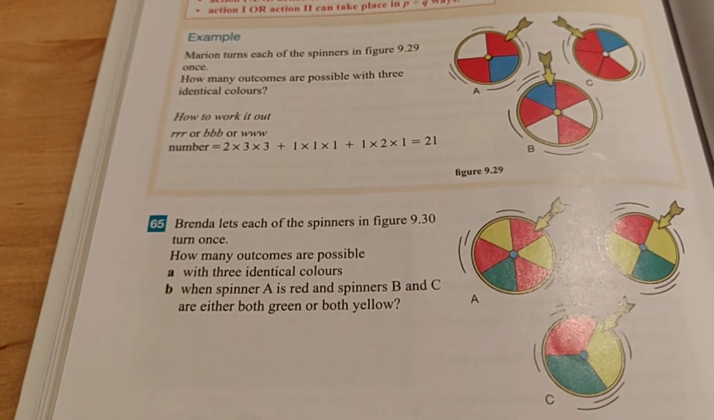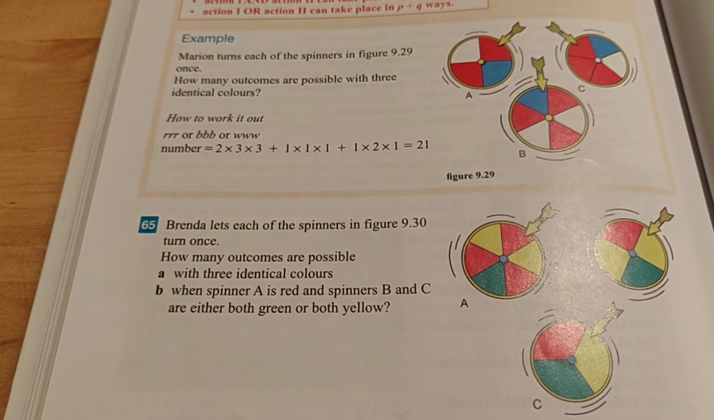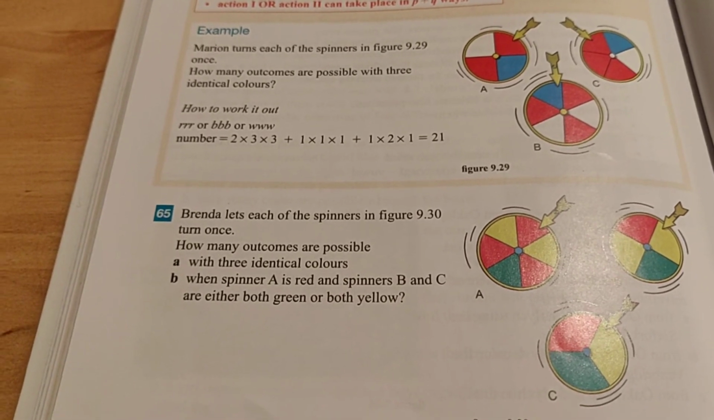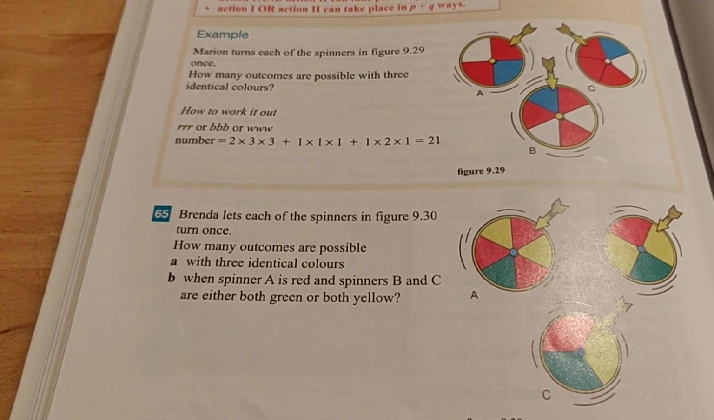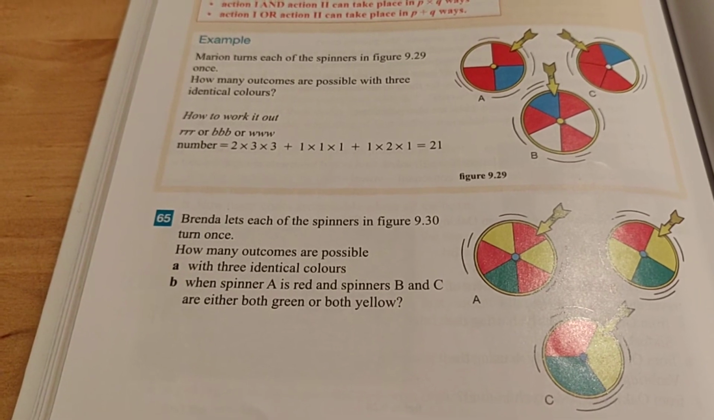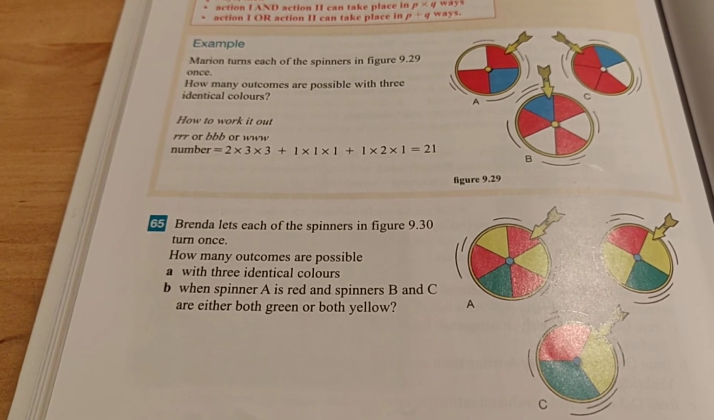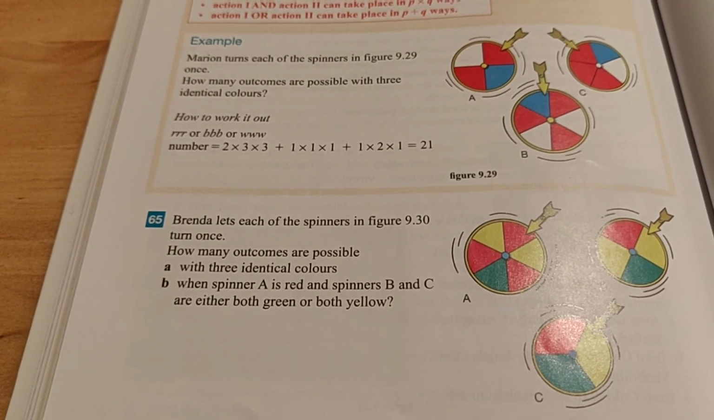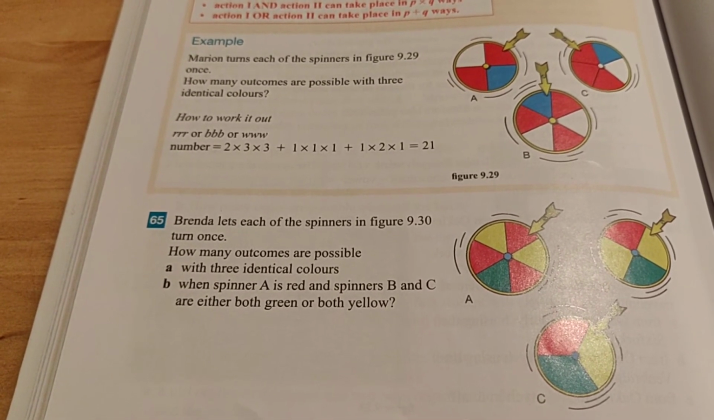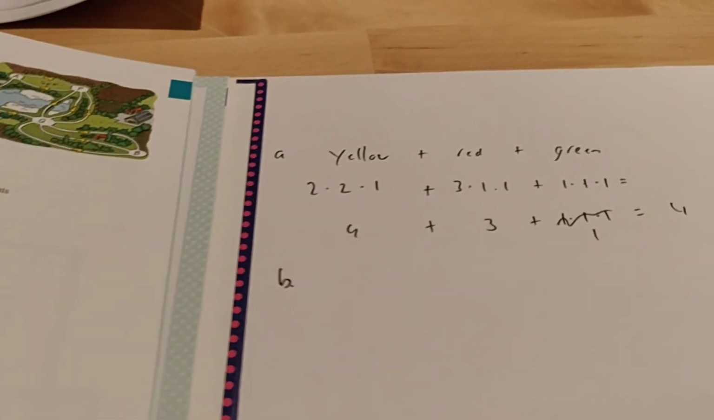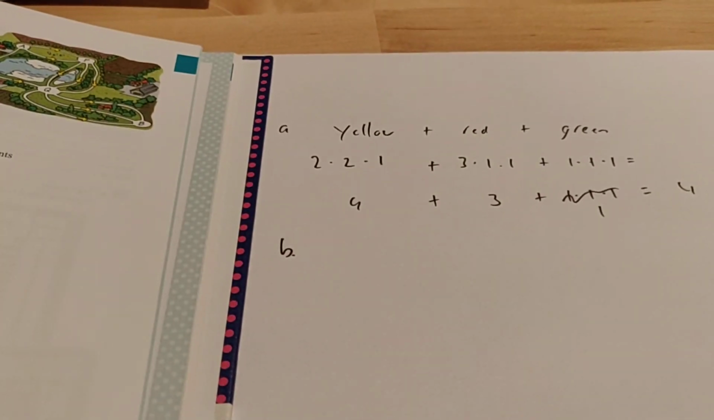Alright, this was question A. Let's take a look at question B, because there it says 65B, when spinner A is red and spinners B and C are either both green or both yellow. So how many outcomes are possible then? The first spinner must be red, and then one of those needs to be either green or yellow. So we have to use times for the word and, but we need to use plus for the word or. There are 2 ways to write this down. I'm just going to do it like this.